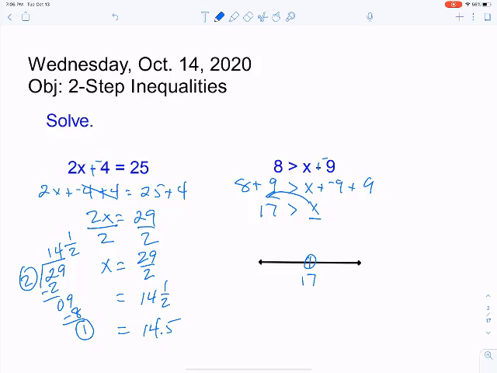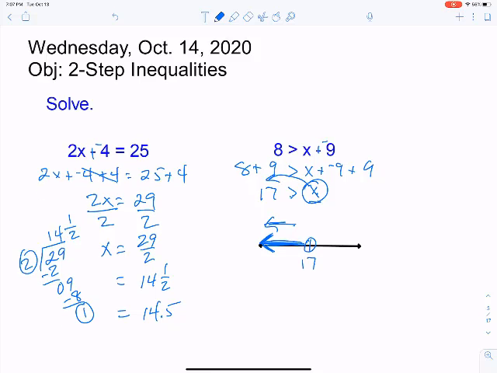So we still put a circle on the 17, and I still shade to the left no matter what. Because this 17 says that it's bigger than any of these x values. So if 17 is bigger than any of those x values, x is actually going to be on this side of the 17. So you've got to be careful with those kinds of things.